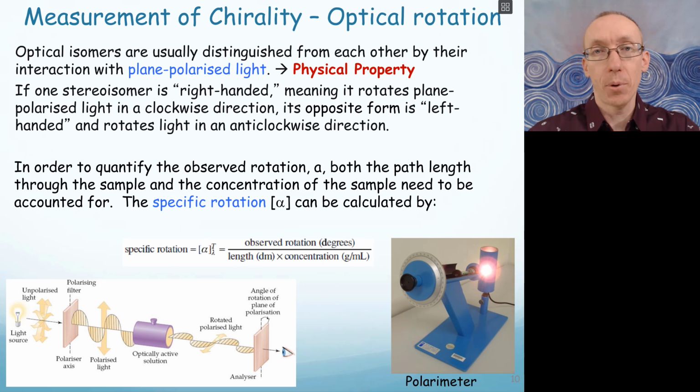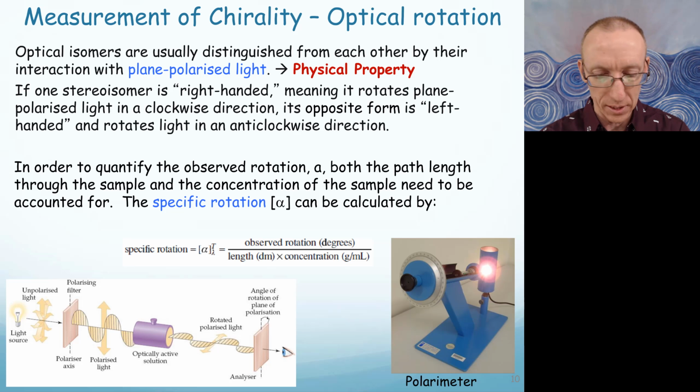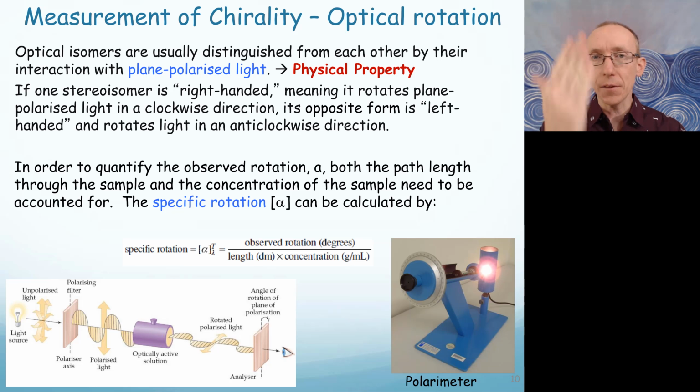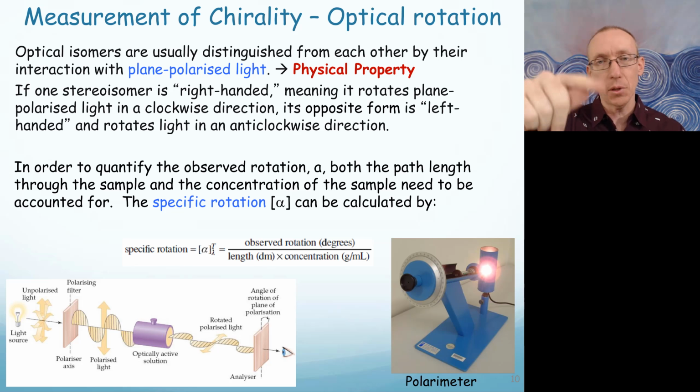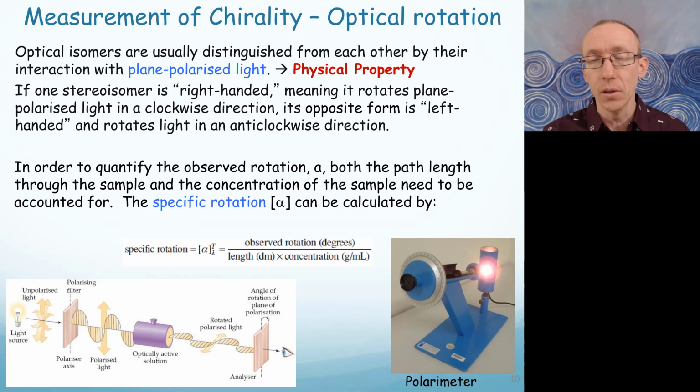Okay, so one really important property of chiral molecules is that they do something interesting to plane polarized light. So plane polarized light is where we get normal light, we pass it through a polarizing filter, and we only have light that is sort of vibrating in one plane. So we call that plane polarized light. When we pass that plane polarized light through one enantiomer of a chiral molecule, we find that it actually rotates the plane of polarization of that light.